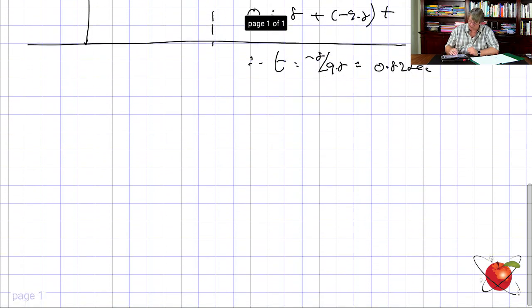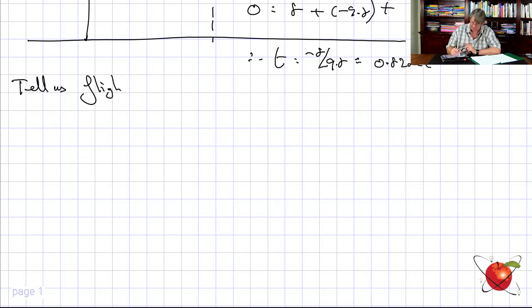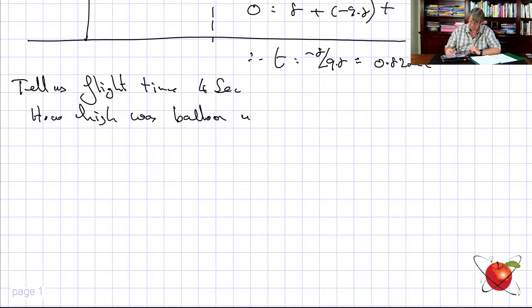The next step is to say, okay, all right then. Say they tell us that flight time was 4 seconds. The question is, how high was the balloon when we threw it out? Okay, so they want to know how high was the balloon when we tossed it.